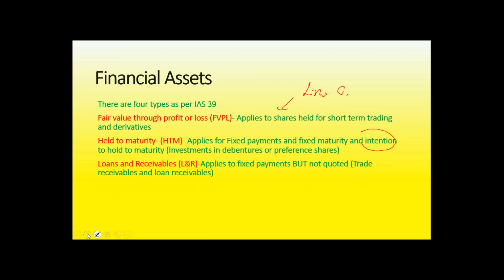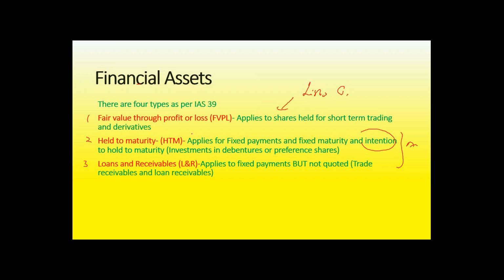For the second and the third, you will go on amortized cost. Even though the second may have a market value, we don't take the market value. We go by the intention and then we take the amortized cost. The third one, you will never have a market value because they are not quoted, so you can't sell them in the stock market. They are trade receivables or loans.